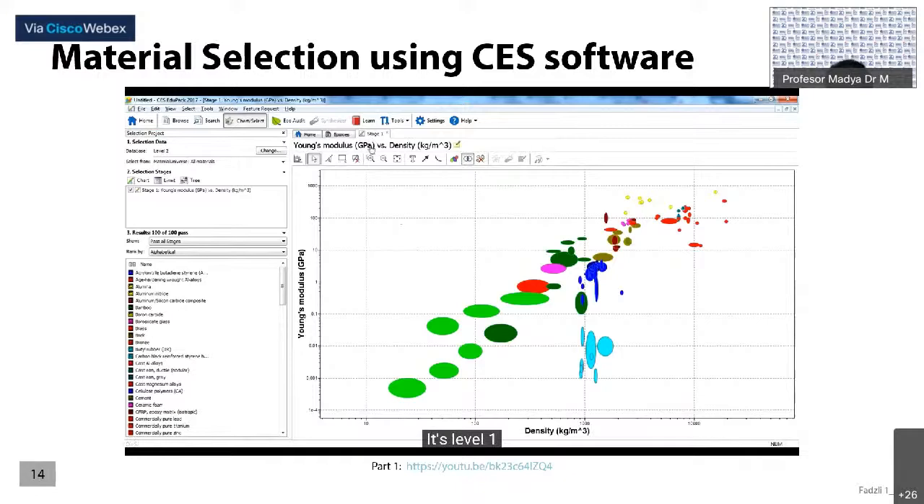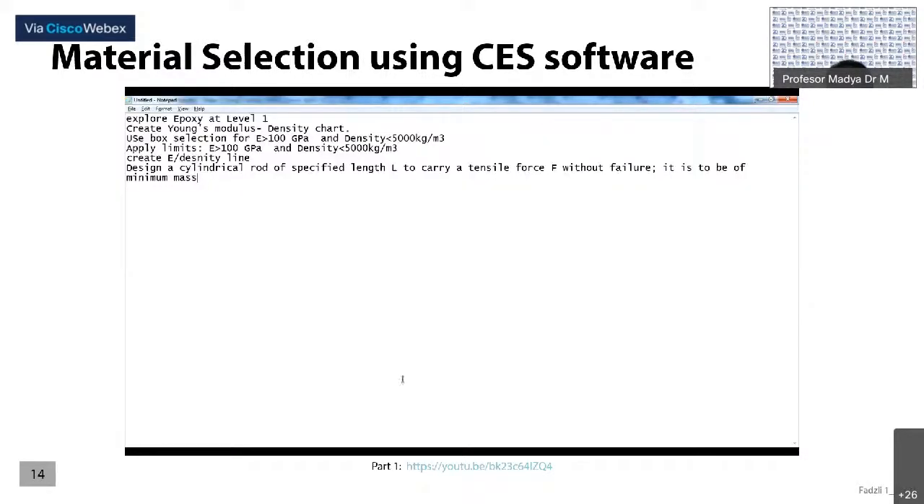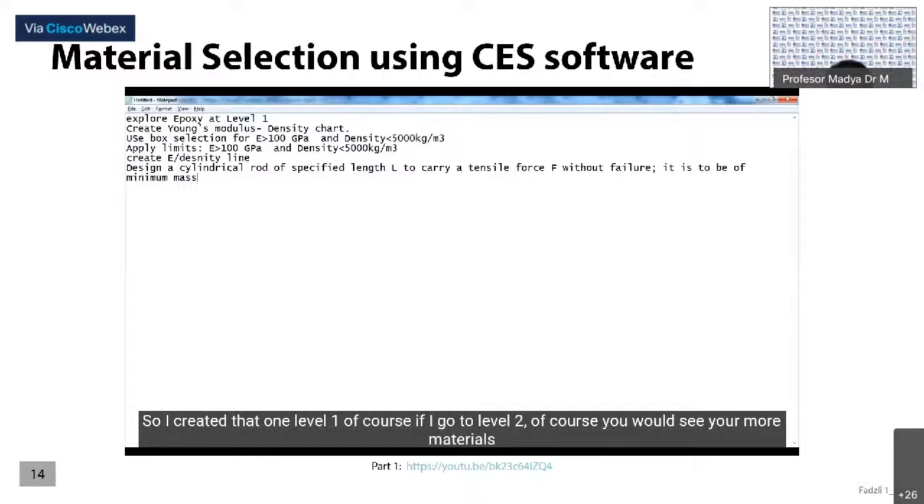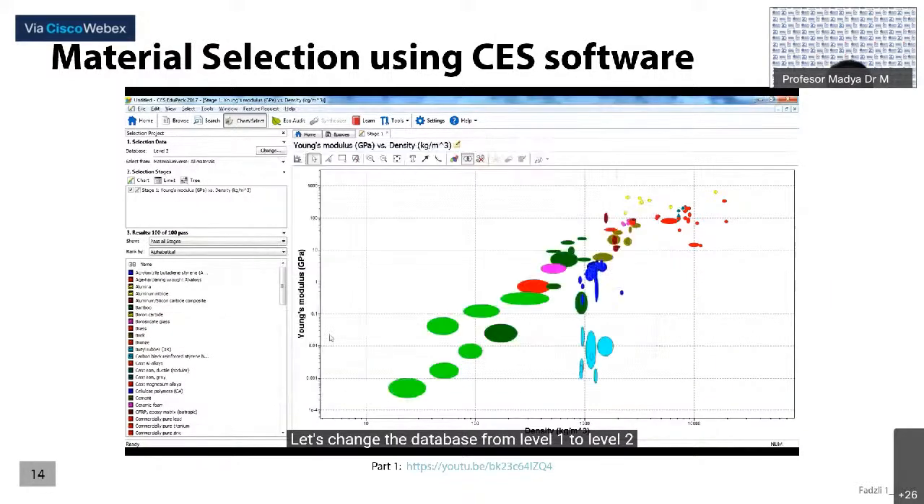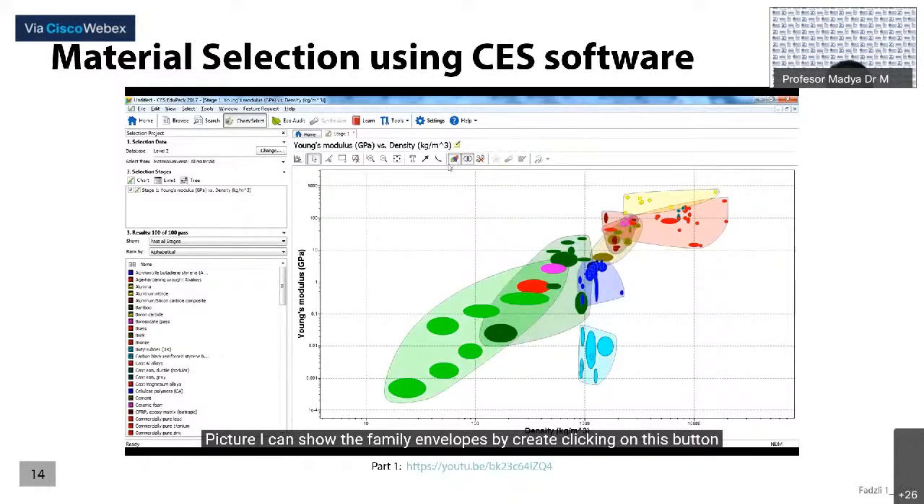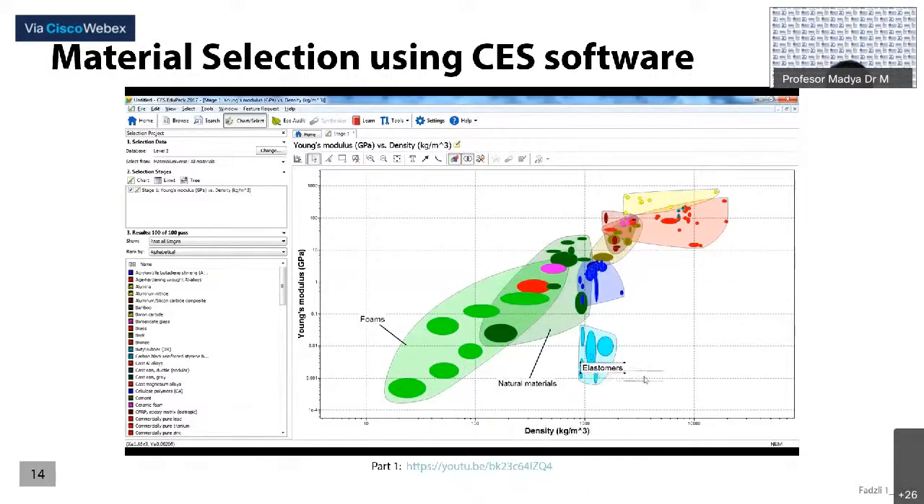Of course, it's level 1, which are listed here, and I have a chart of Young's modulus versus density. So I created that one, level 1. Of course, if I go to level 2, you will see there are more materials. Let's change the database from level 1 to level 2. Do you want to apply? Yes. And of course, there will be more. Maybe it's not very clear in this picture. I can show the family envelopes by clicking on this button. I have families of foams, natural materials, elastomers, polymers. So left click and drag.